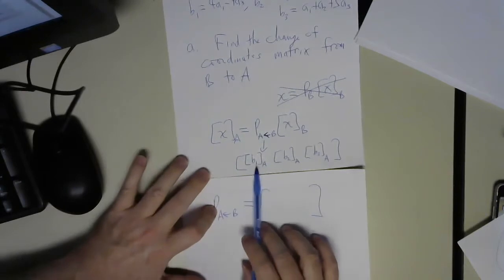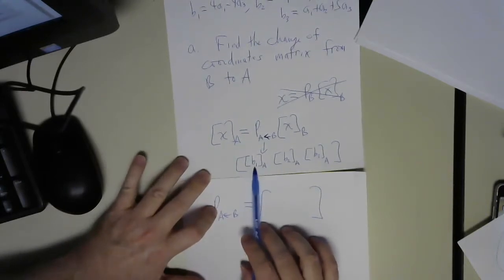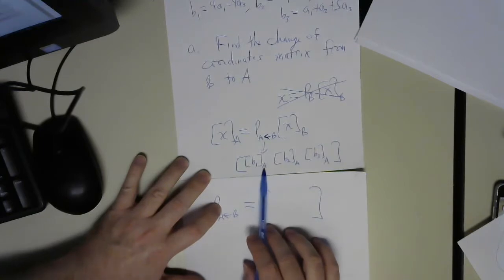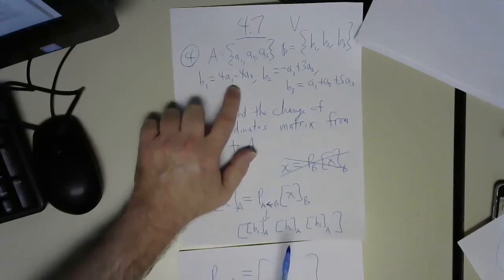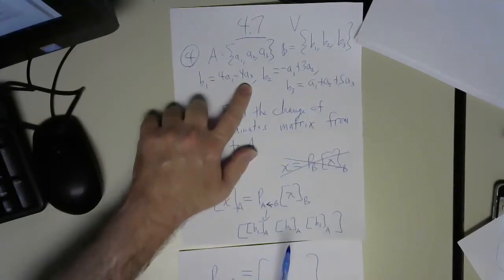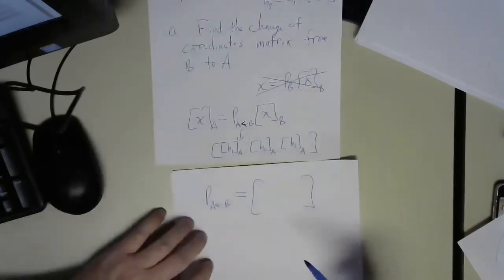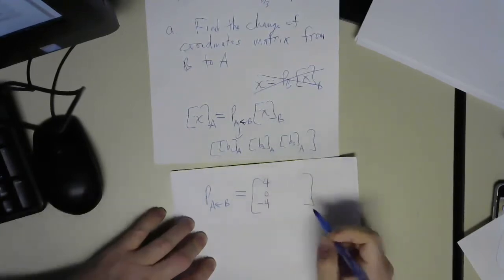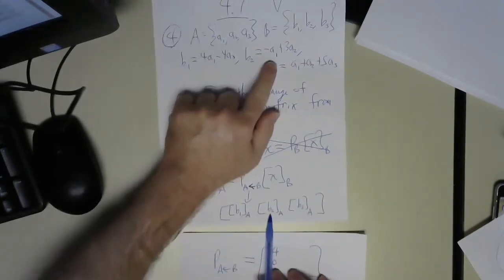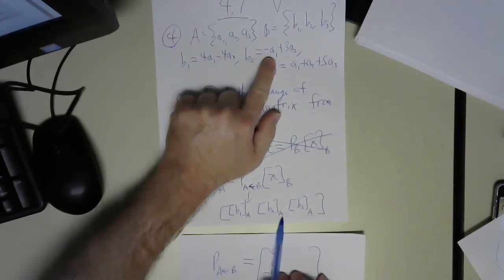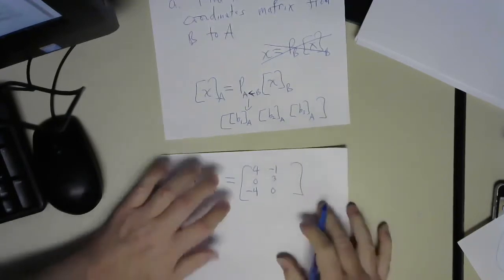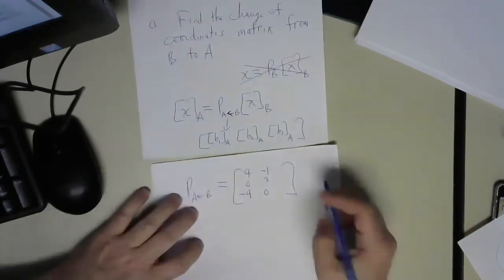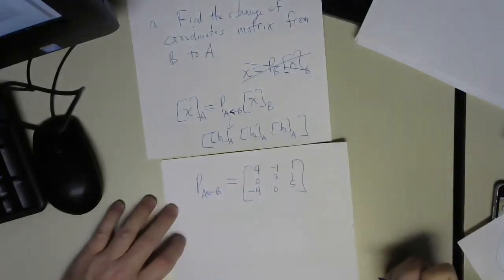Okay, so we really just want basis B1, the coordinate vector of that with respect to basis A. Well, that's easy. It's given to us. It's right there. So it looks like it would just be 4, 0, negative 4. Those are just the coefficients of the A bases. Okay? And this is vector B2, at least the coefficients with respect to the A bases, which are negative 1, 3, 0. And the last one is B3. That's just 1, 1, 5. Okay, so that's the first part.